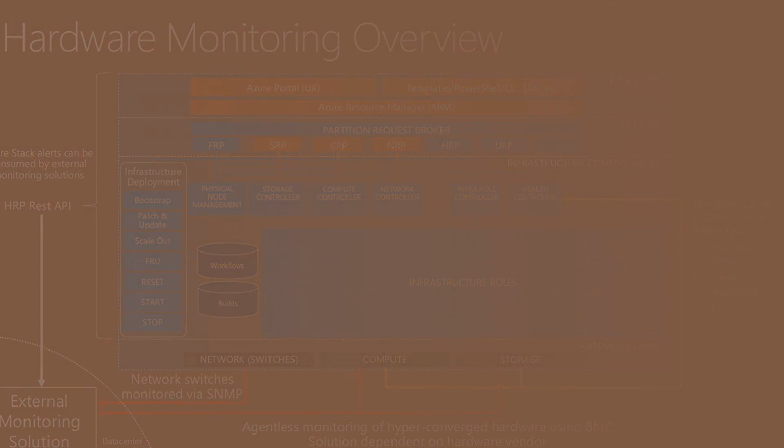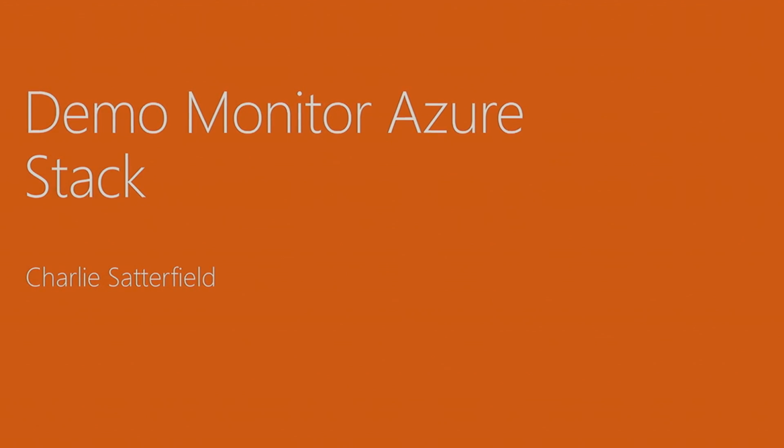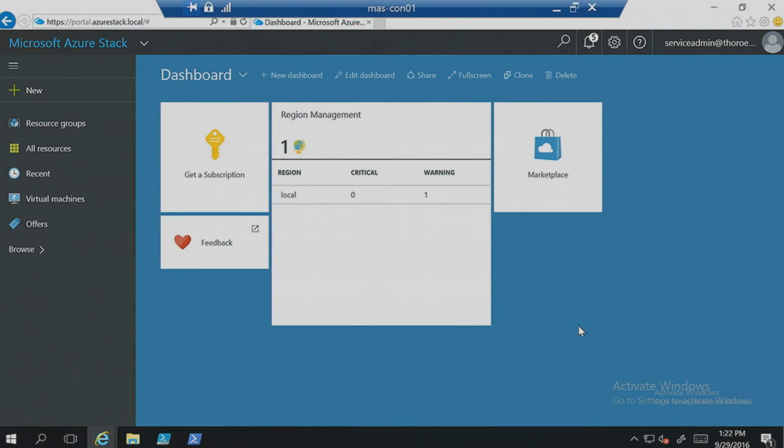Finally, let's look at it in action. Now in TP2, the monitoring pipeline exists. It's part of the package. It's in the box. We have some alert content that is enabled. There's much more alert content that's coming in future releases.